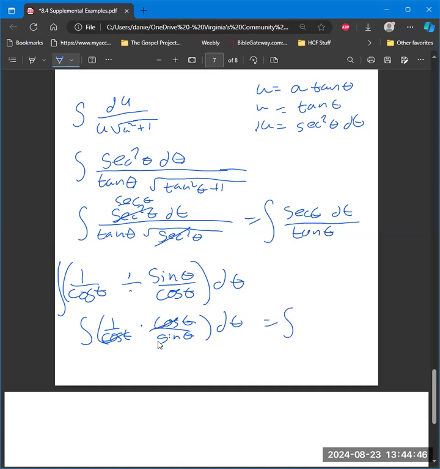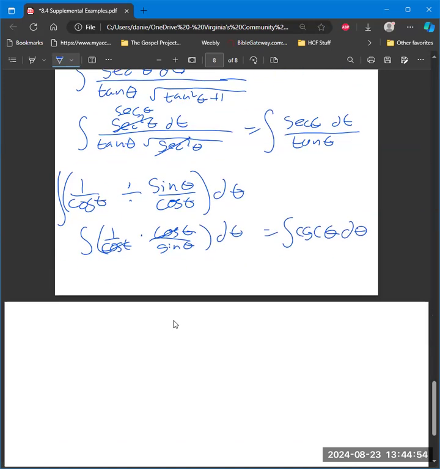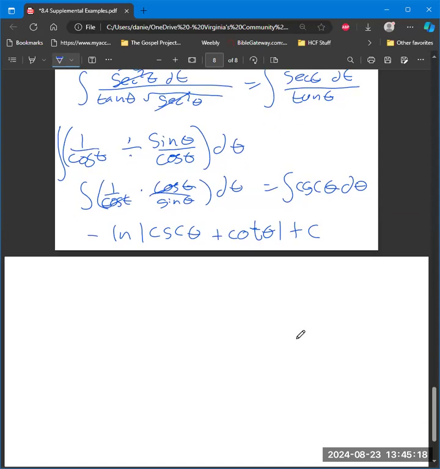Cosines cancel, and I'm left with an integral of cosecant theta d theta, which is a negative ln of cosecant theta plus cotangent theta plus c. There's another way that I could do that as an ln of cosecant theta minus cotangent theta plus c. I get the same answer here, but I'll do this one that I've memorized.